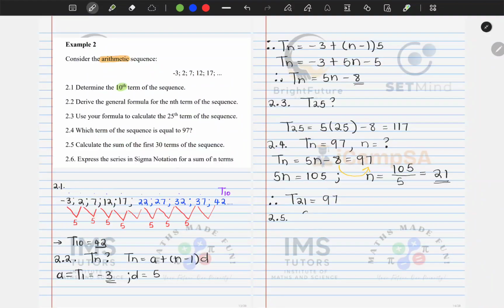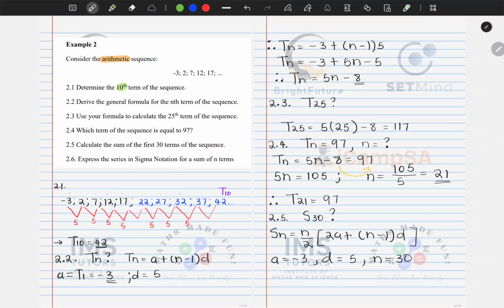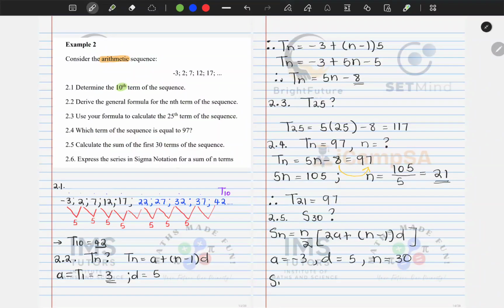So we are essentially asked to find the sum of 30 terms. The formula we are going to use is this one. Sn is n over 2 into 2a plus n minus 1 times d. So a we already have, it is negative 3. d we found as 5. And n we are given as 30. So it means we have all we need in order for us to go and determine our sum.